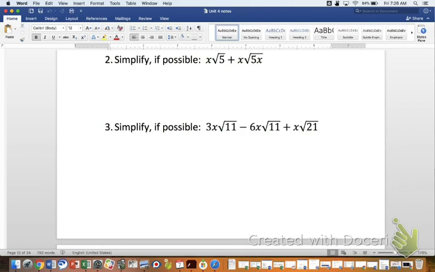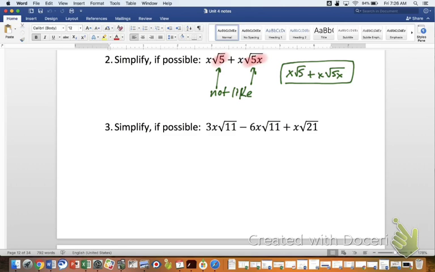All right, for number 2, it says simplify if possible. So what we're going to do here is look at the two radicals. I've got root 5, and I've got root 5x. And what I've got to recognize here, of course, is that root 5 and root 5x are not like radicals. And there's nothing I can do to simplify or change those. And because those radicals are not like radicals, x root 5 plus x root 5x is the simplest version of this answer. There's really nothing I can do. Can't simplify it, so leave it alone.